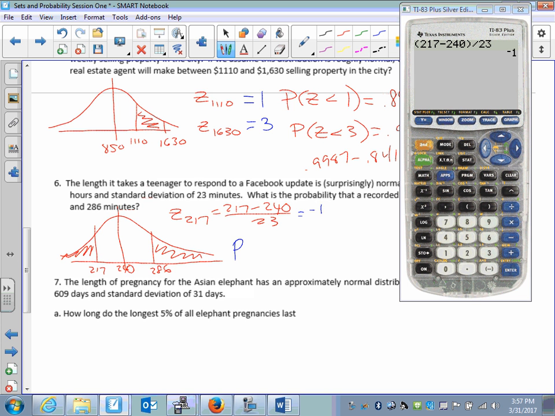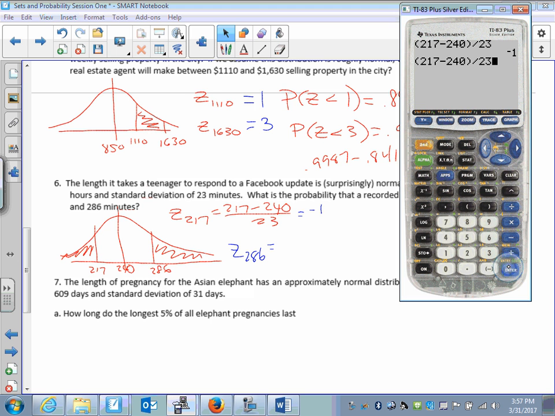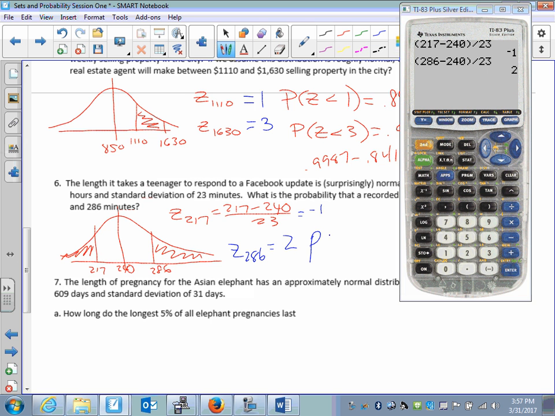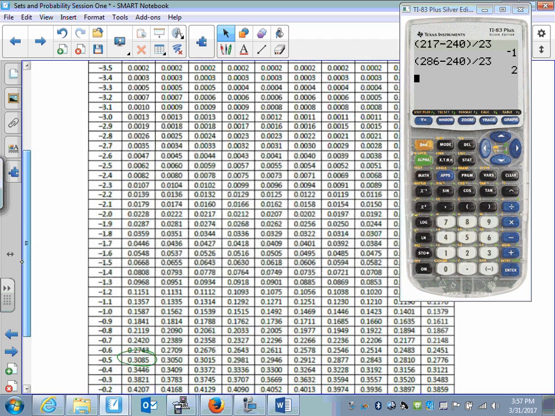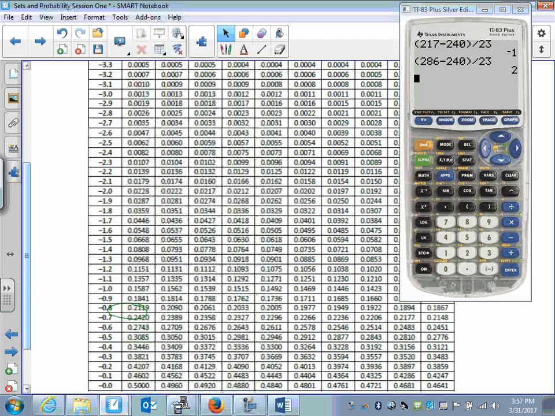And the probability, or let's see, z of 286 is going to be 2. Surprise, surprise. Now, the probability that z is less than -1 can be read right out of the table. It's 0.1587.